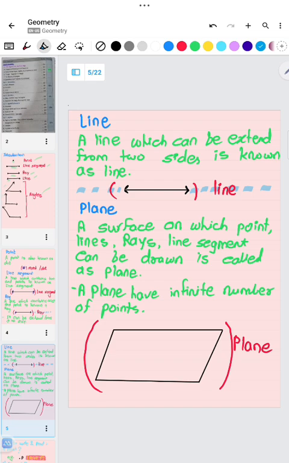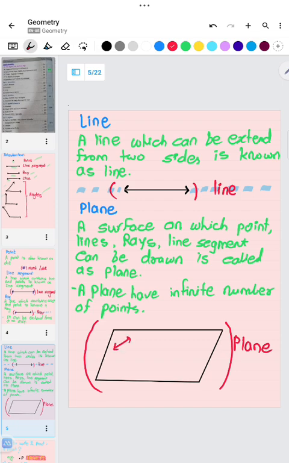Fifth, what is plane? A surface on which point, line, ray, line segment, and angles can be drawn is known as plane. All geometric concepts can be drawn on plane.